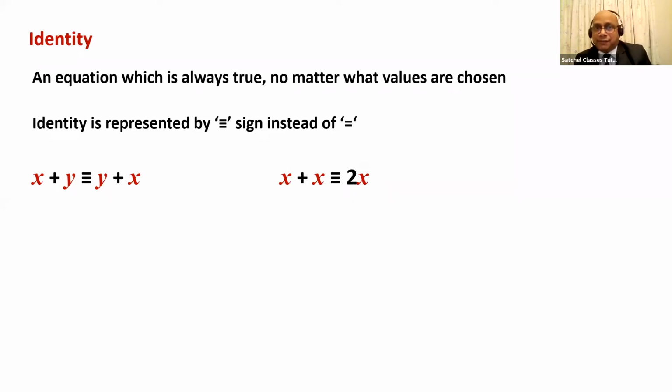x plus x, which is the same as 2x, right? So x plus x and 2x are identities, and hence they are separated by three lines, as you can see.